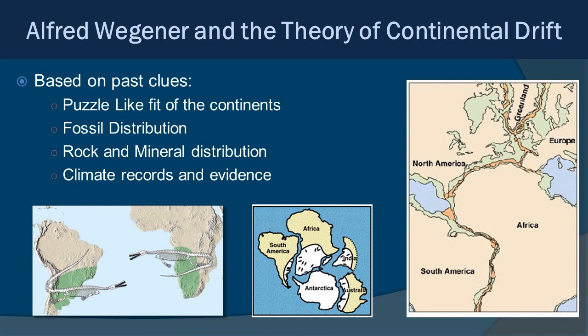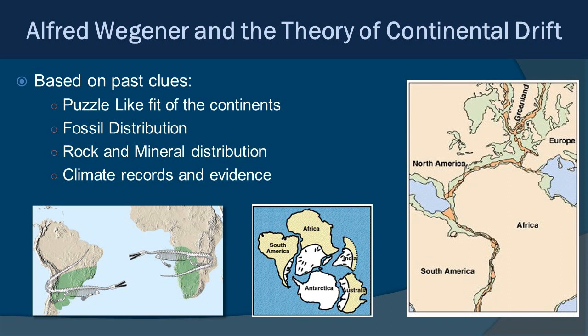Now, Wegener had a lot of evidence. Here listed are some of the key components. First of all, he looked at all of the different continents and the way they were shaped, and many of them looked like they fit together. Not perfectly, mind you, but they looked very similar. For example, if you take South America and Africa and put them together, they sort of fit cradled into each other.